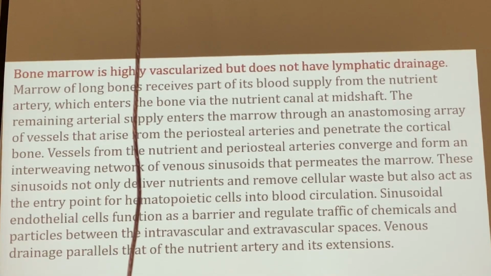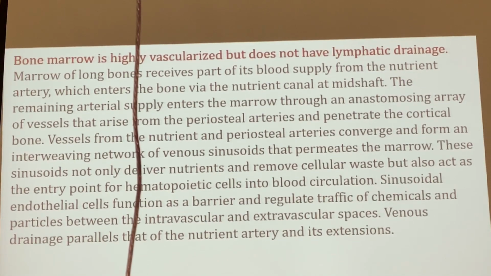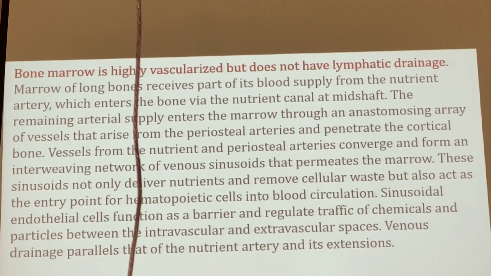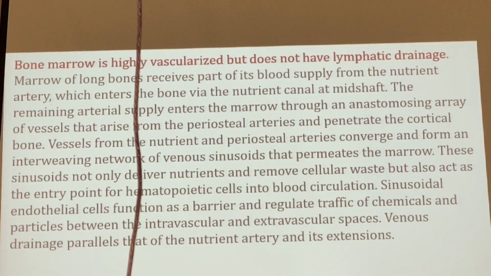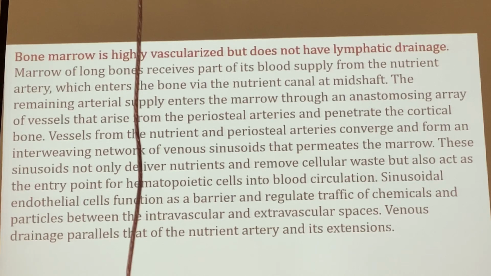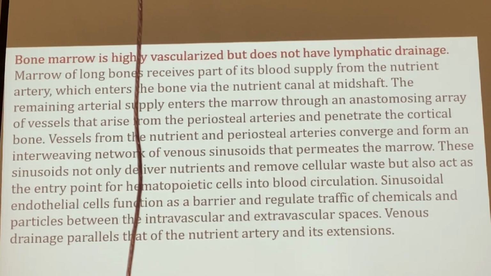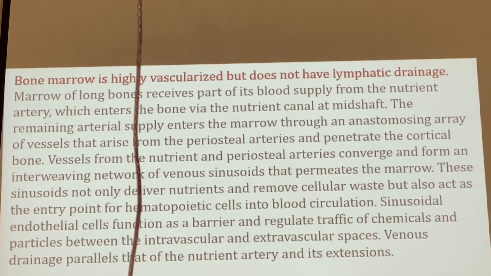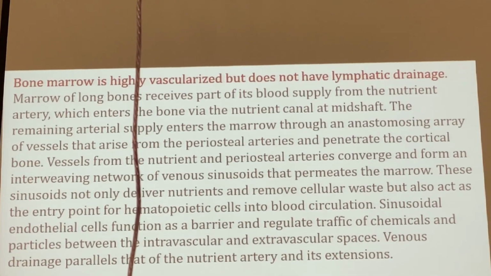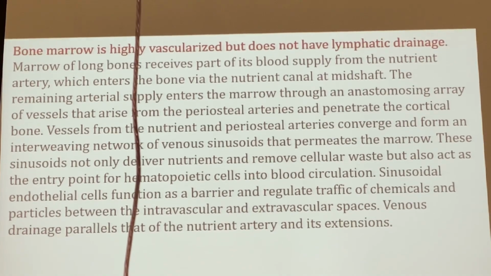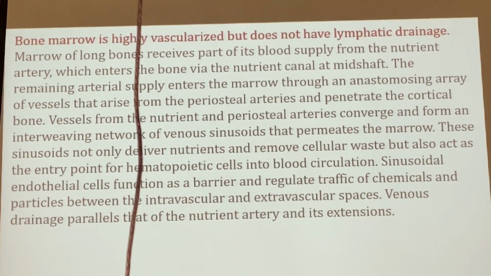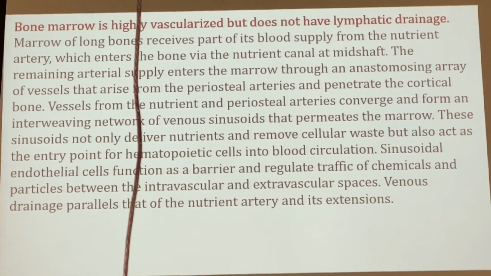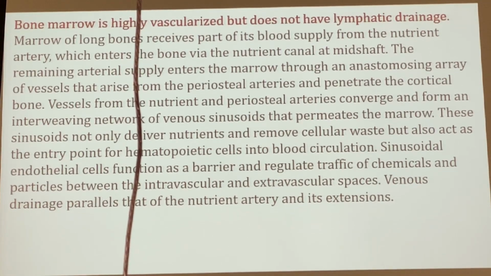But because the bone marrow is part of the lymphoid tissue, it doesn't need a lymphatic drainage. Because the bone marrow produces all the cells of the blood, red blood cells and white blood cells, going to where? Going to the blood circulation. And from the blood circulation going to the secondary lymphoid tissue.